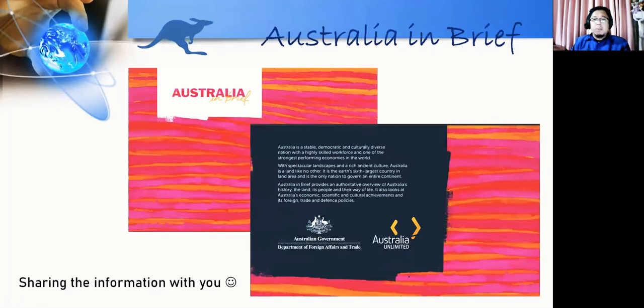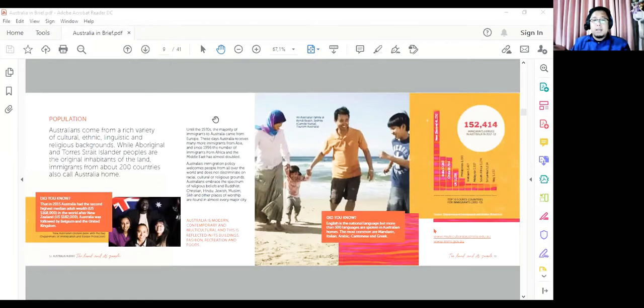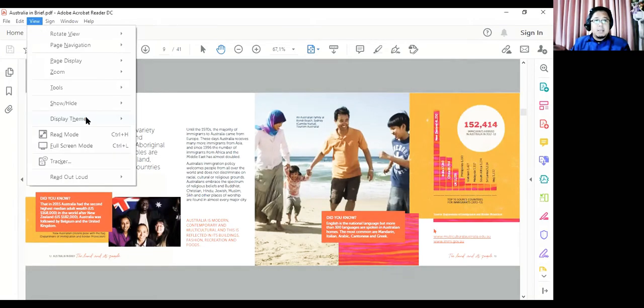We will talk more about Australia in brief, so I will stop the PowerPoint right over here and I will continue my description about Australia in the next slides. Okay, so now please bear with me. I'm going to talk about Australia in brief. This is the slides. I make it bigger, full screen mode.